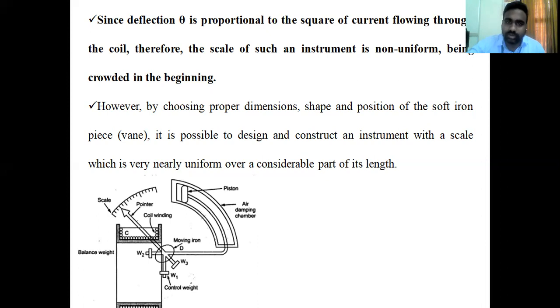Most important thing we have to see is, by selecting the dimensions of the soft iron, we have to take the proper dimensions of the soft iron and we have to see the particular shape, design and construction. It should be nearly uniform. Otherwise, on a non-uniform scale, the measuring technique will be quite catastrophic. That's why even though the scale is not uniform, we have to select a proper moving iron piece which is to be operated in the presence of this particular magnetic field. So this is about attraction type moving iron instrument.